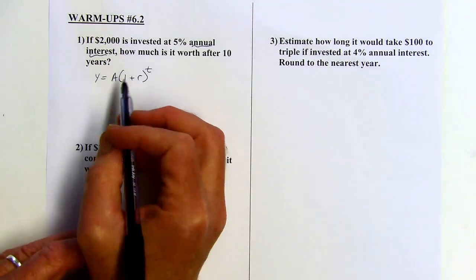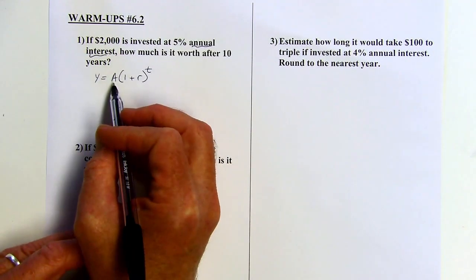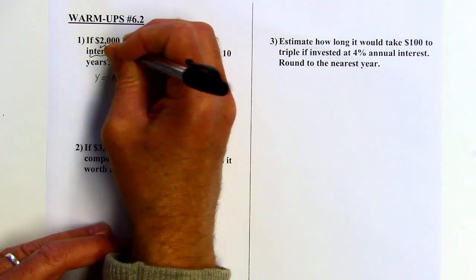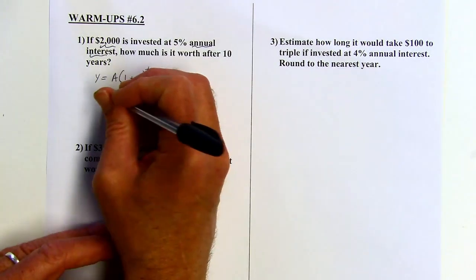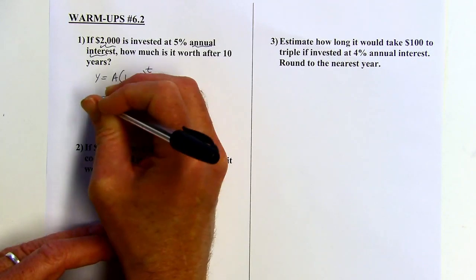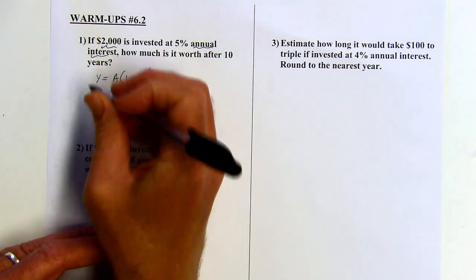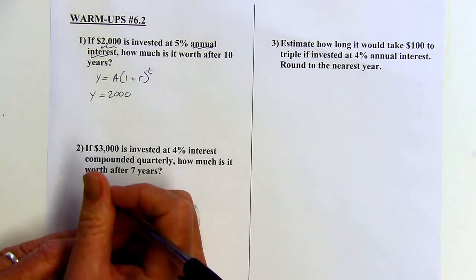Okay, A is the principal, the beginning amount of money. Sometimes you'll see that written with a P for principal. So that's the money we're putting in, which is 2,000. So the 2,000 goes here. The finishing amount is Y, which I don't know yet. That's what I'm trying to figure out.